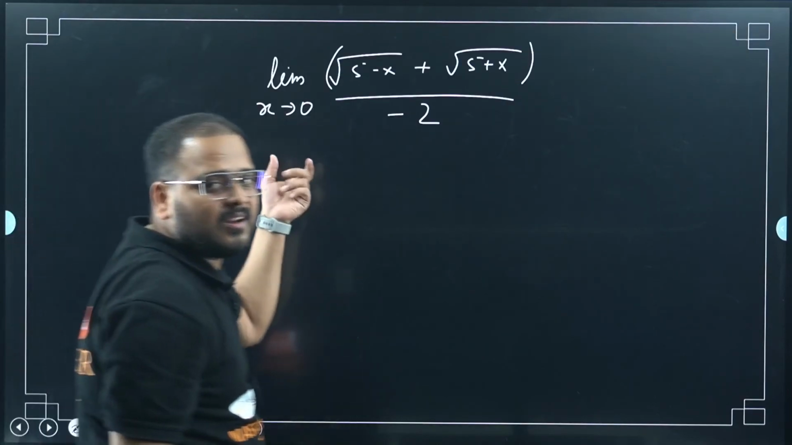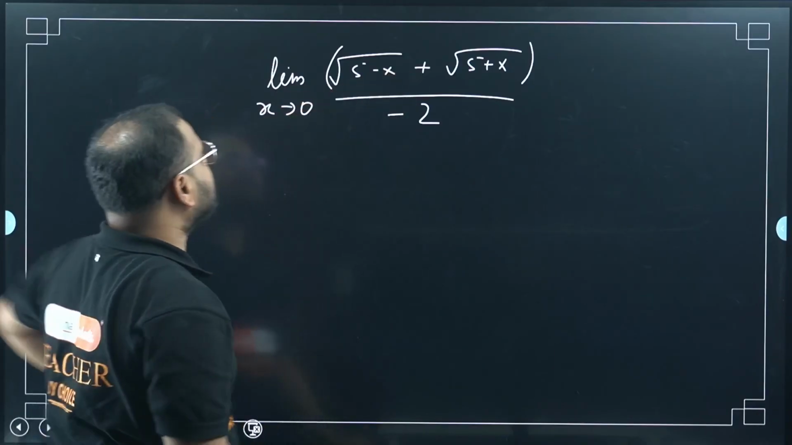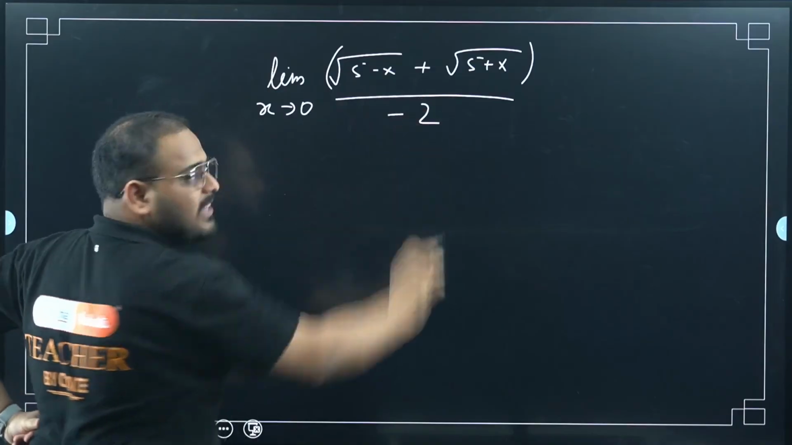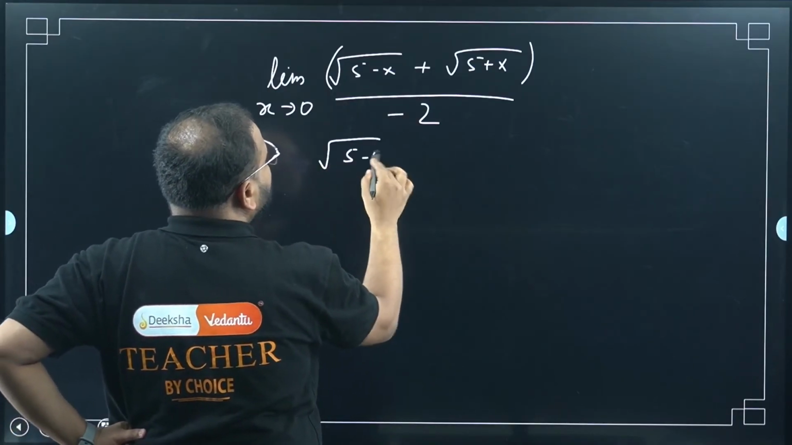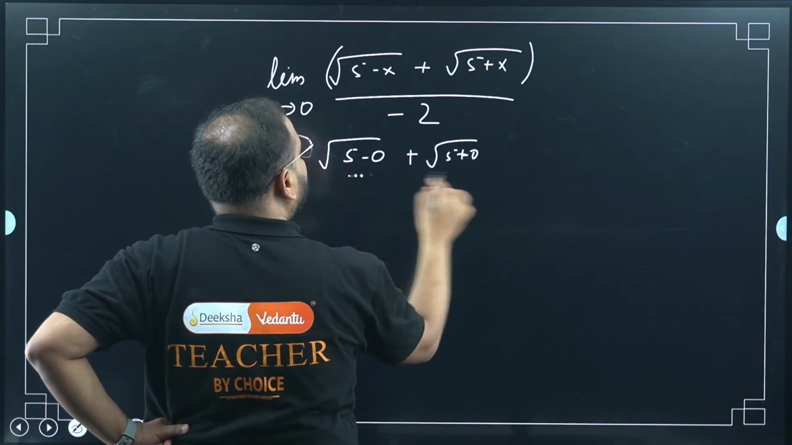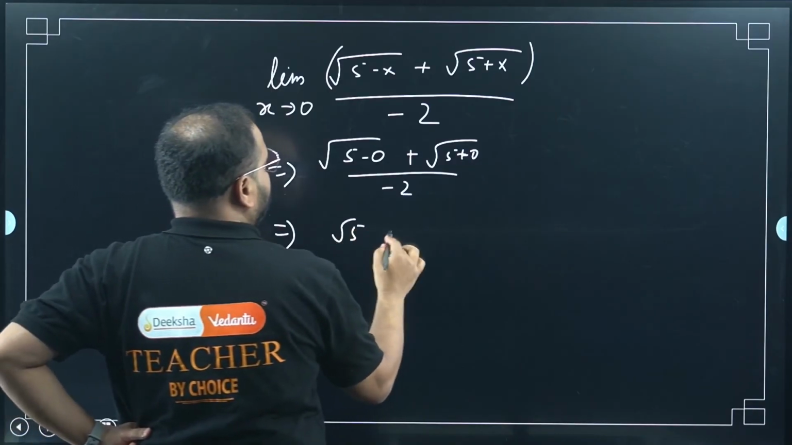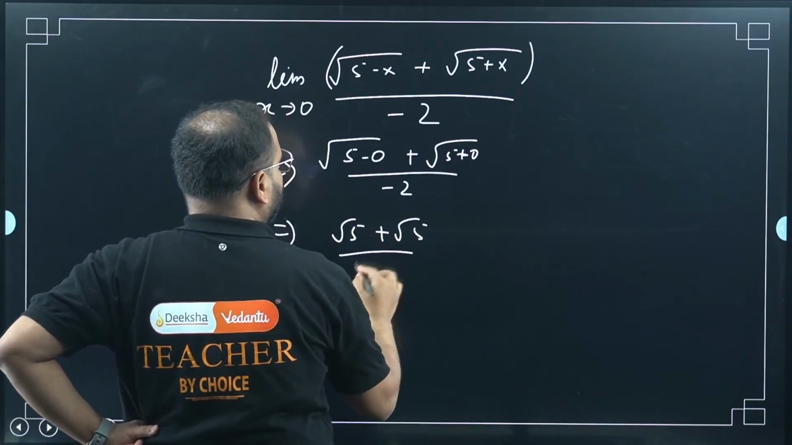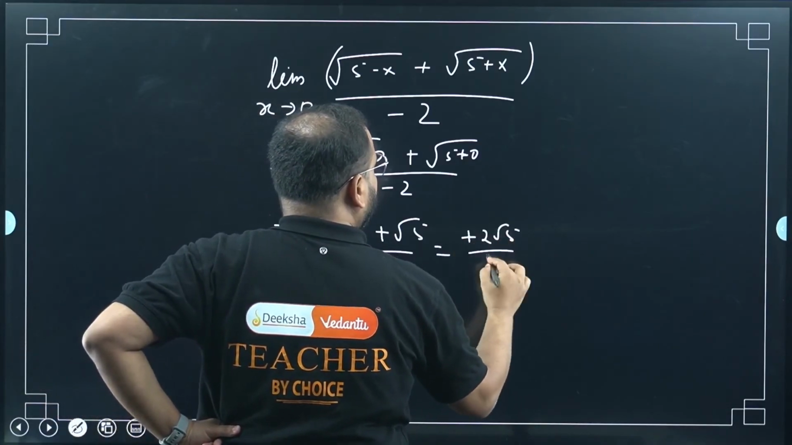Do I have to change the limit, sir? No, I have not changed any variable. So why will I change the limit? Now just simply put the x value wherever the x is present in the function. So I get this value as root 5 minus 0 plus root 5 plus 0 divided by minus 2. How much is this going to be? Root 5 plus root 5 upon minus 2. Plus 2 root 5 upon minus 2.